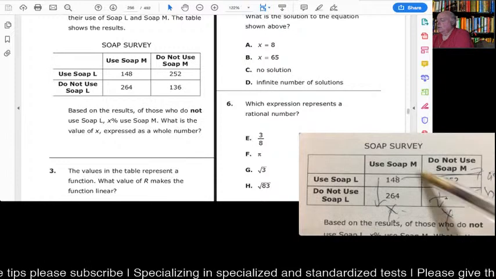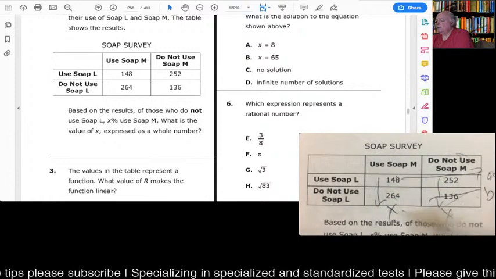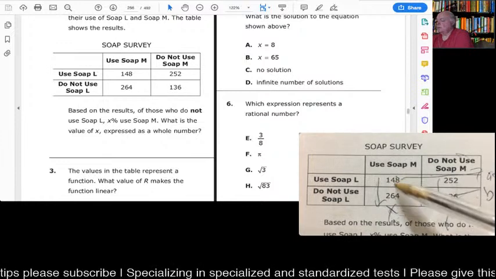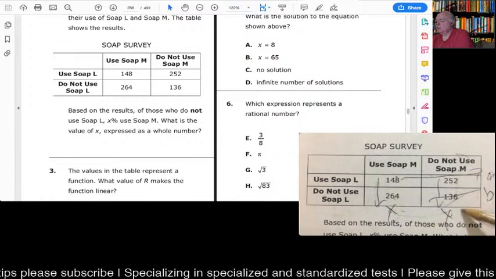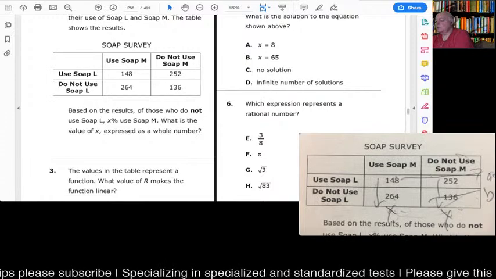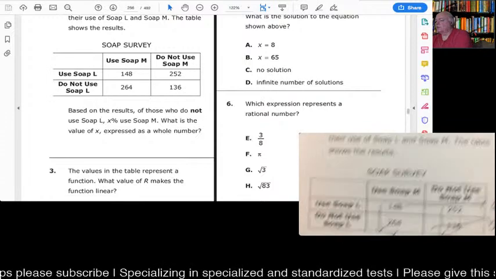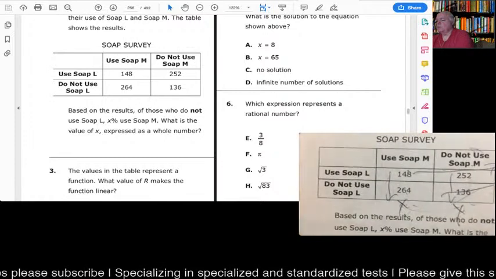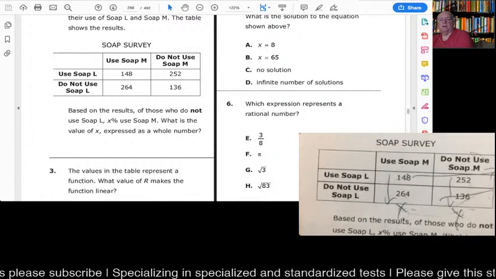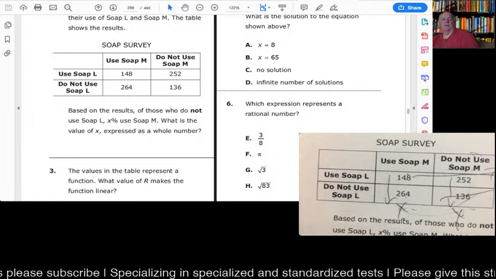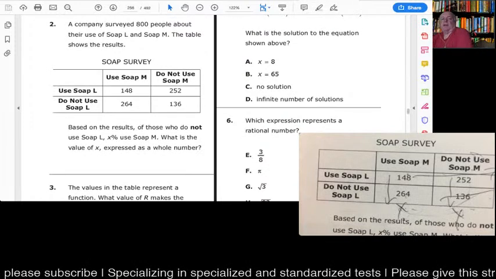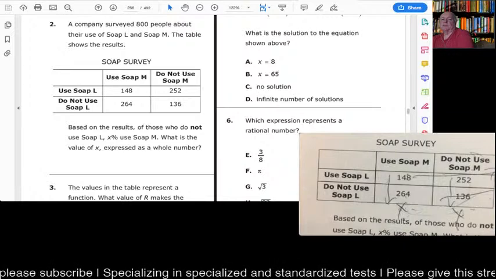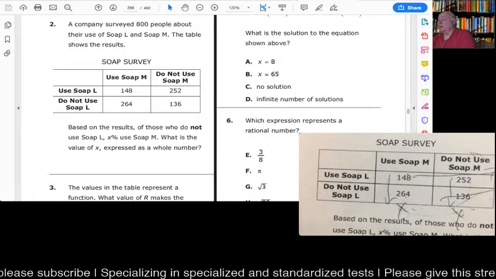All right? So I think I understand this. I ran some of the numbers. I'm just going to glance at it and see that's 100 and something, there's 200 and something, there's 200 and something, that's 100 and something. Not a super big deal. So now I'm going to go back to the words. A company surveyed, well, you have it on your screen as well. I don't have it on my screen, so a company surveyed 800 people about their use of SOAP L and SOAP M. So we already grokked that from looking at the table.